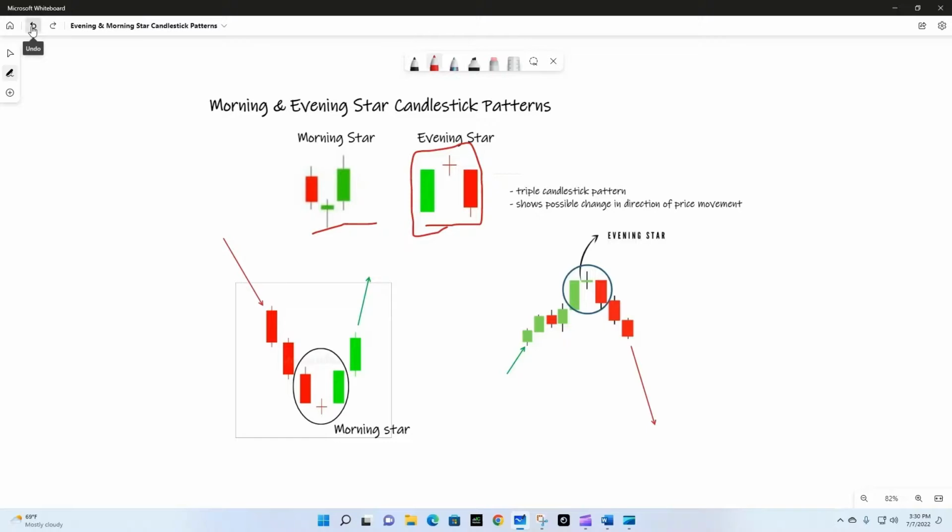Why is it called an evening star? Well, it's like now the sun is setting. The sun was rising in a bullish market. It got to this point where there is no more going higher, then it eventually sets. So it sets the pace for a selling cycle. Now you start looking for selling opportunities.